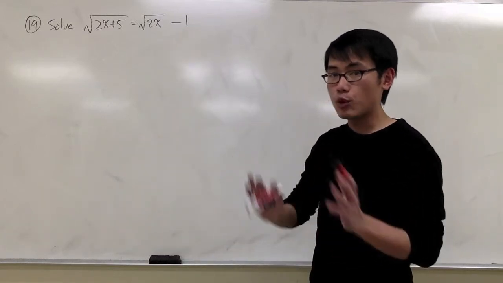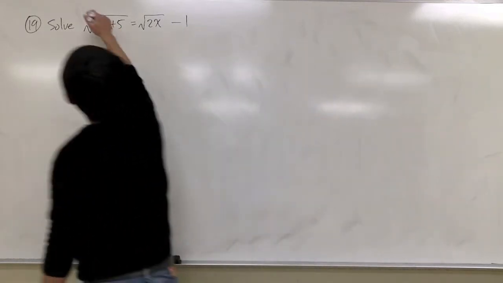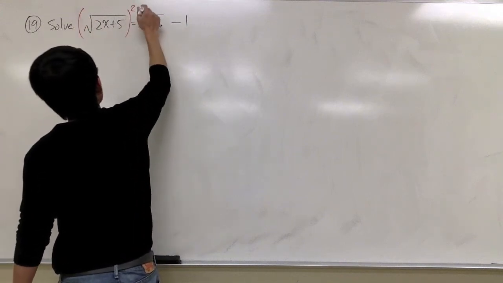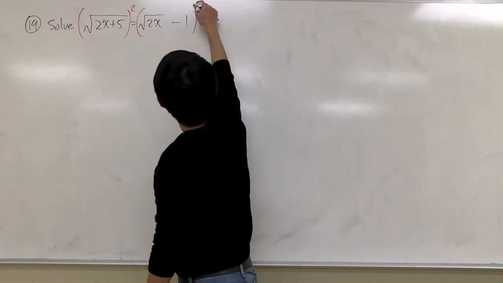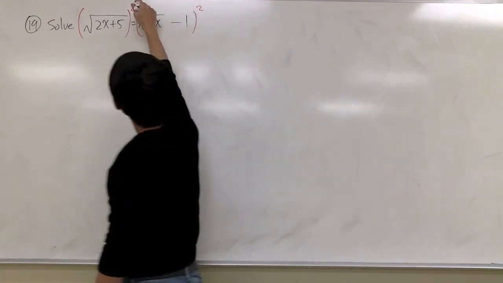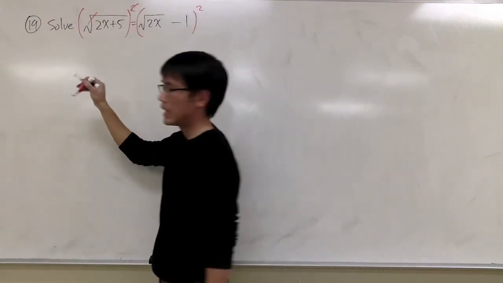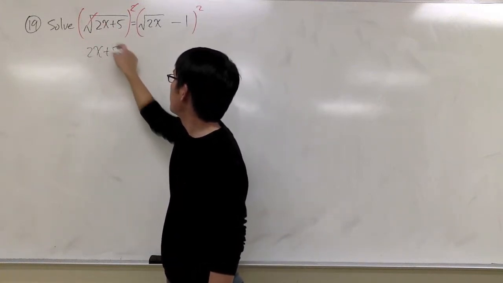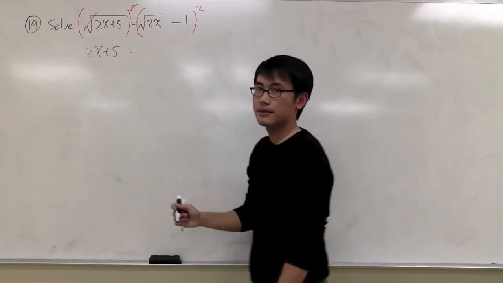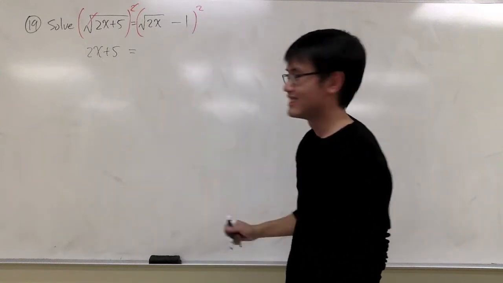So we can begin by squaring both sides. So take this whole thing squared. I'll take the right-hand side, the whole thing to the second power as well. If we do that, the square and the square root cancel, and I will have 2x plus 5 equals that. So now the question is what that is.